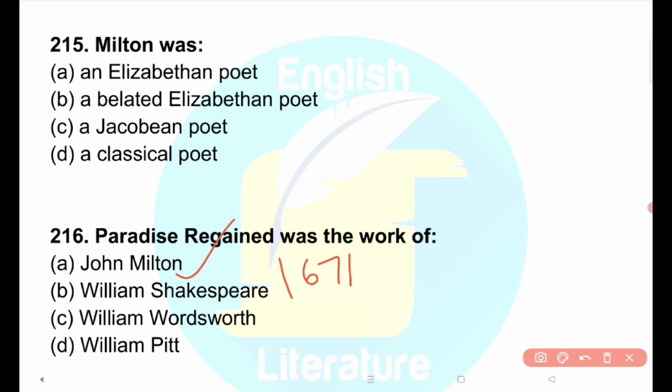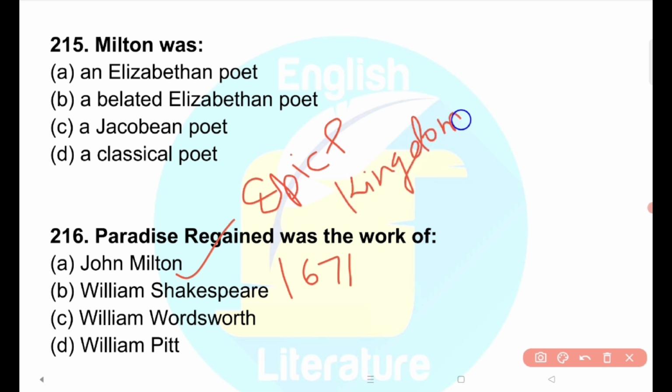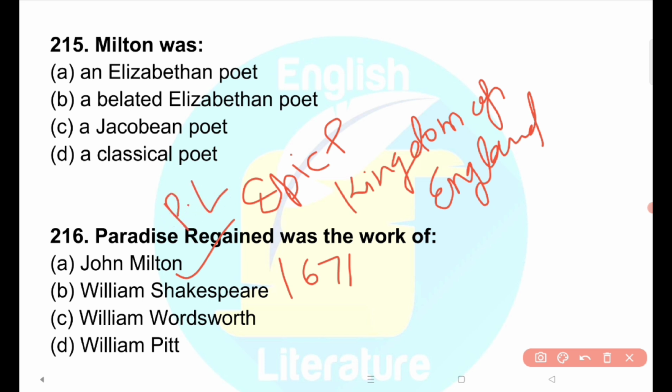Genre: epic poem and religious. Publication place: Kingdom of England. Preceded by Paradise Lost. Paradise Regained, a poem in four books, to which is added Samson Agonistes.